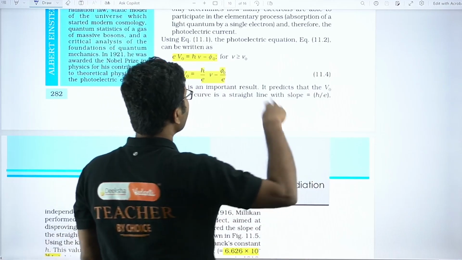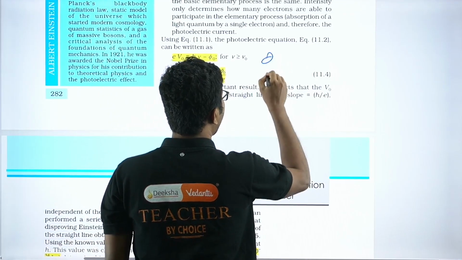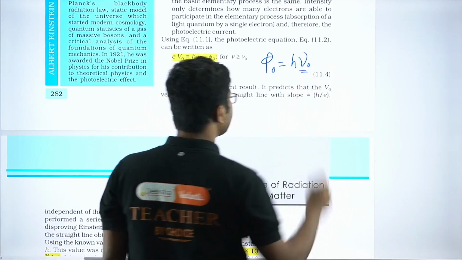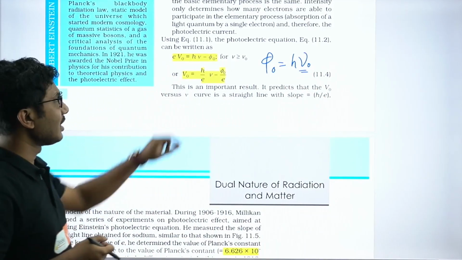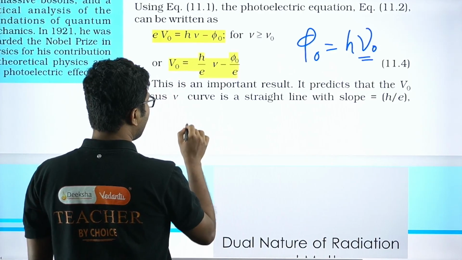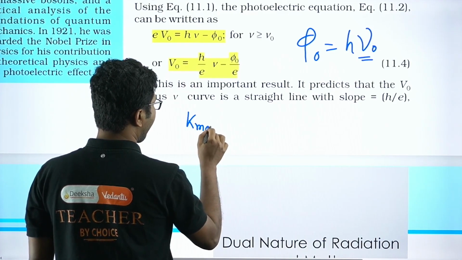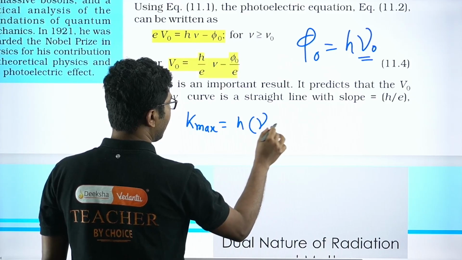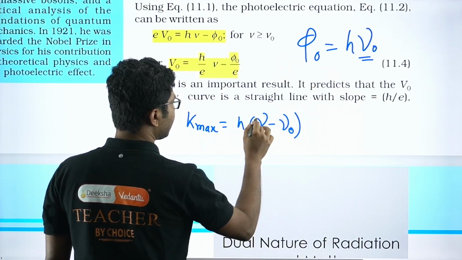So phi naught can also be written as h nu naught. This nu naught is the threshold frequency. This is another way. So we sometimes write it that K max equals h times (nu minus nu naught). Okay, so this is another form.